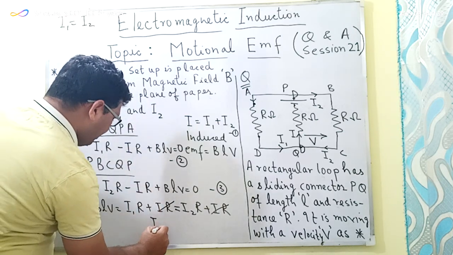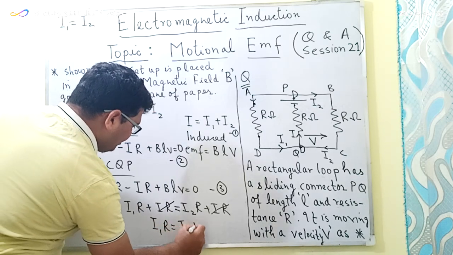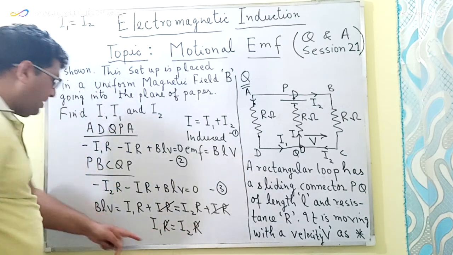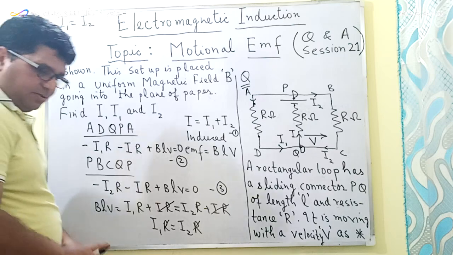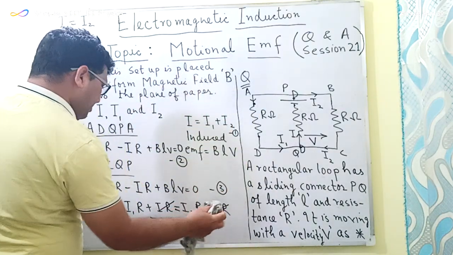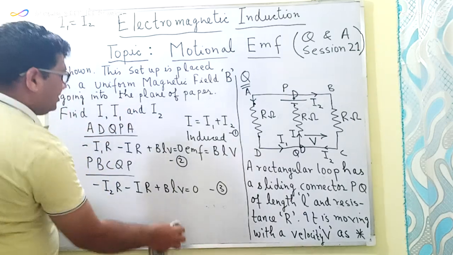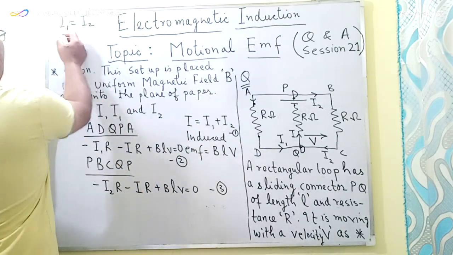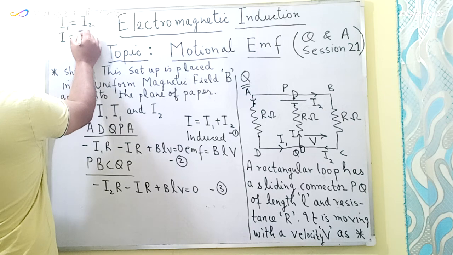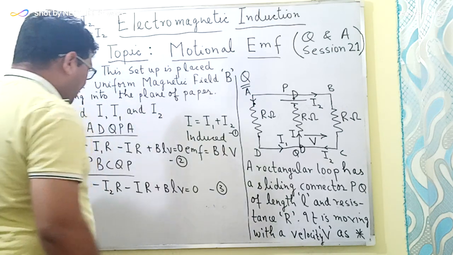Here I1R is equal to I2R, so we can say that I1 is equal to I2. So this is the second relation which we have got. The first relation was that I is equal to I1 plus I2.